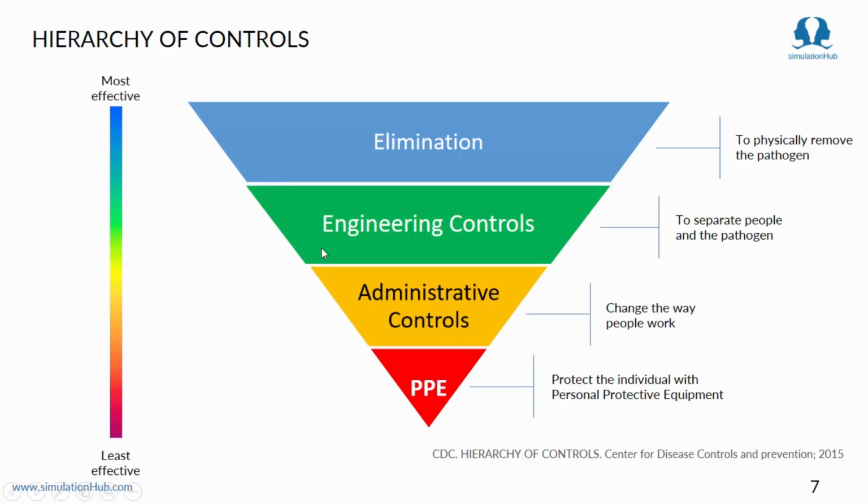But it is known that many infected people are asymptomatic in nature, and it is difficult to identify them. So the next most effective way is engineering controls, and this is the focus of today's webinar. And as you go down, you can see the least effective measures like protecting individuals with PPE and administrative controls, as these are mostly dependent on people.